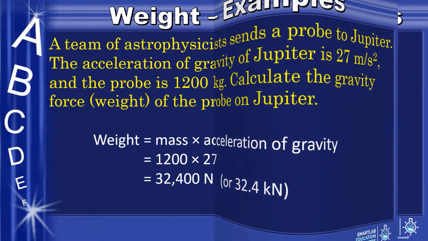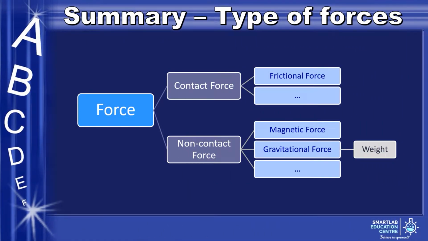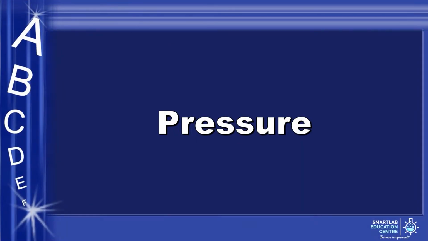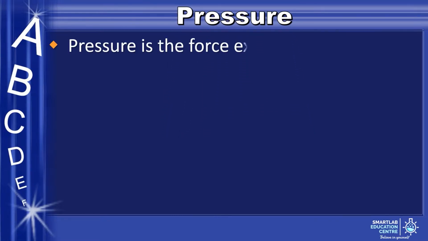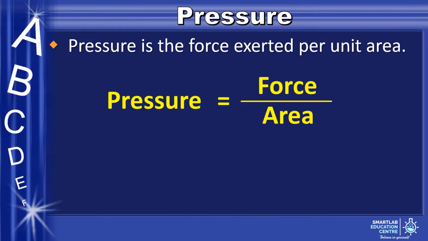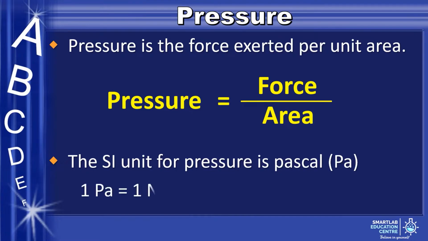This chart shows the types of force we learned today, and their categories. The next topic we discuss today is pressure. Pressure is the force exerted per unit area. The SI unit for pressure is Pascal. 1 Pascal equals 1 Newton per meter squared.